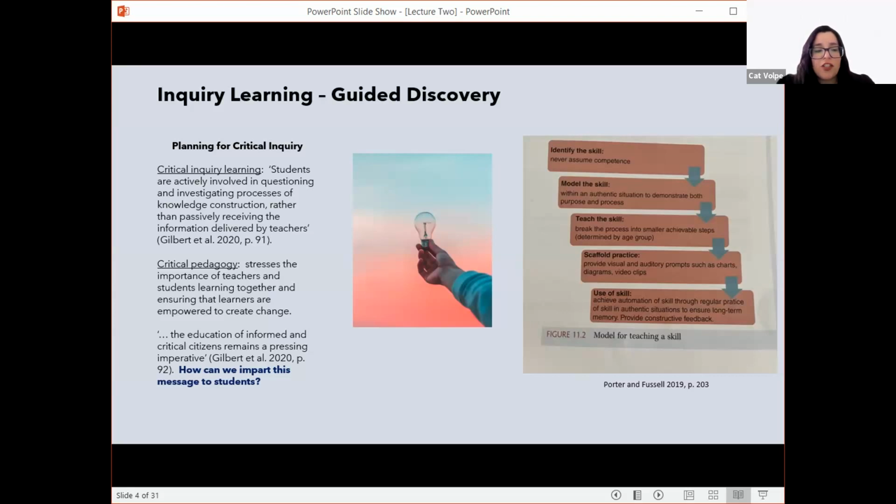So Gilbert also mentions that the education of informed and critical citizens remains a pressing imperative. So we don't want to just fill our students' heads with information that they can't really use in the future. We want them to be knowledgeable about issues that can help them to make informed decisions. And it is a pressing imperative because we want citizens to be critical. We don't want to just be passive recipients of information that we are being told by government and so forth. So we need students to become critical, and to be able to do this, we need to engage them in inquiry learning.